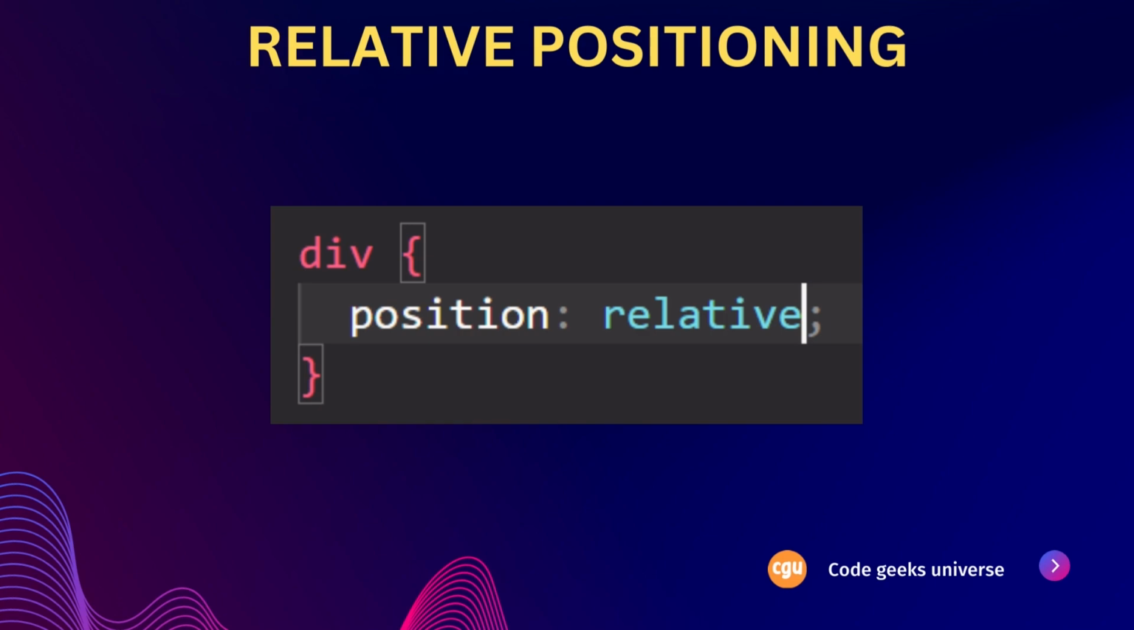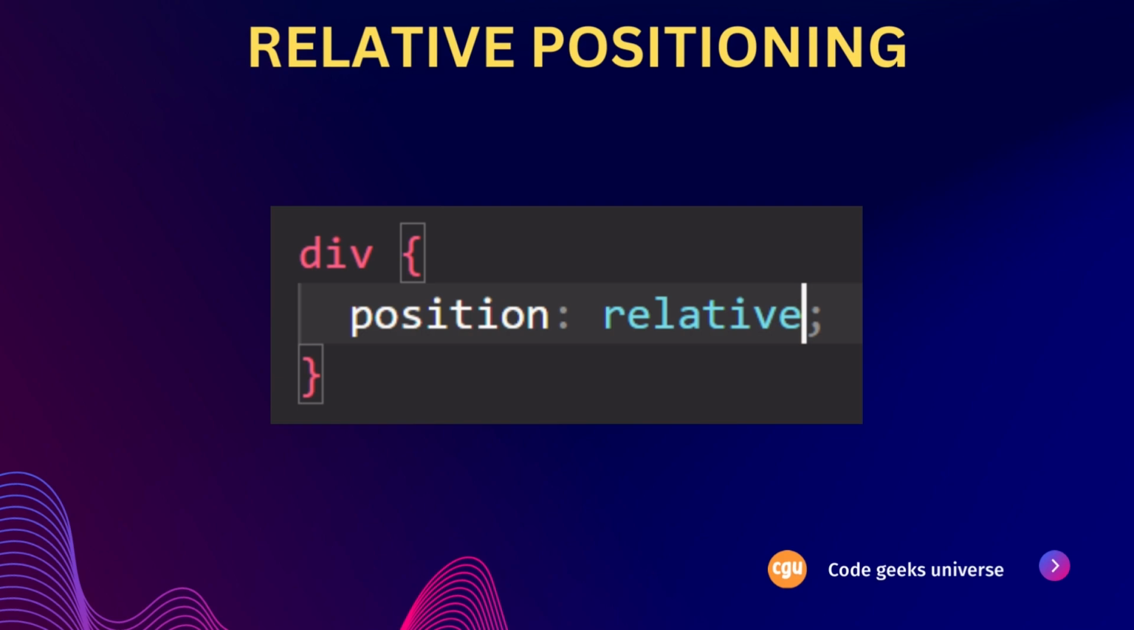Now after this, we have relative positioning. The concept of relative positioning is an important one in web design. It is similar to static positioning, but with added benefits. The CSS position relative property is a fundamental aspect of web design. When applied to an element, it allows for fine-grained control over its positioning within the document flow.